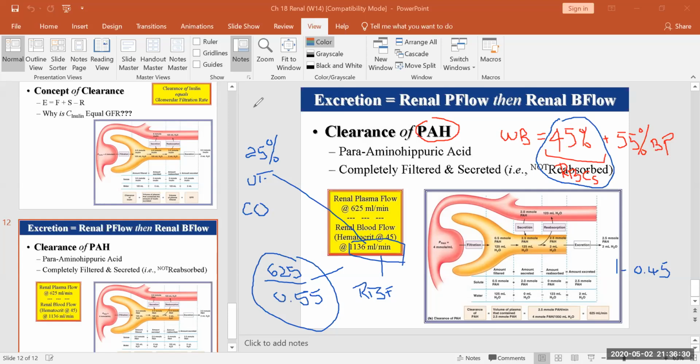So the concept of clearance will come back in pharmacology in nursing school. The concept of volume of distribution will come back in nursing school. But when you get to that, remember me, okay?